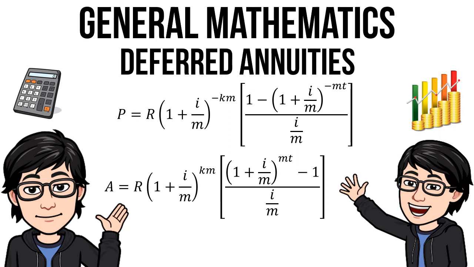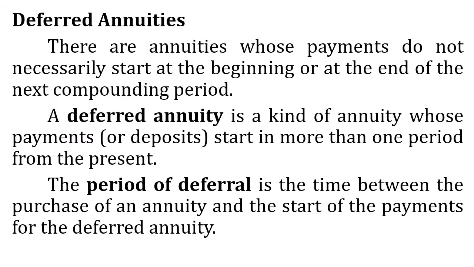In this session, we are going to discuss deferred annuities. There are annuities whose payments do not necessarily start at the beginning or at the end of the next compounding period. A deferred annuity is a kind of annuity whose payments or deposits start in more than one period from the present. The period of deferral is the time between the purchase of an annuity and the start of the payments for the deferred annuity.